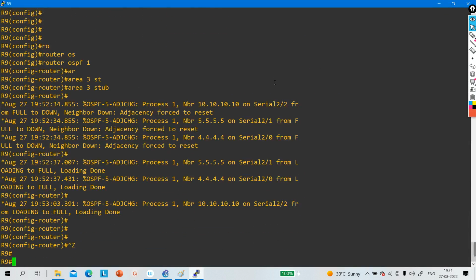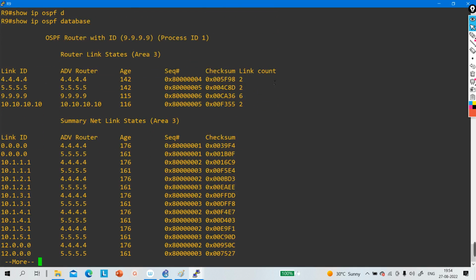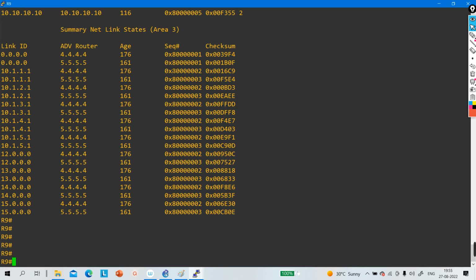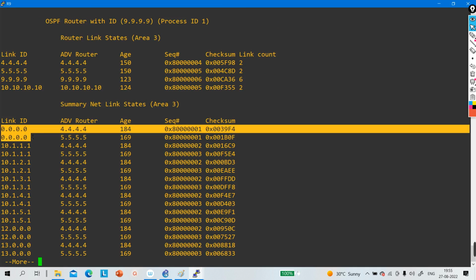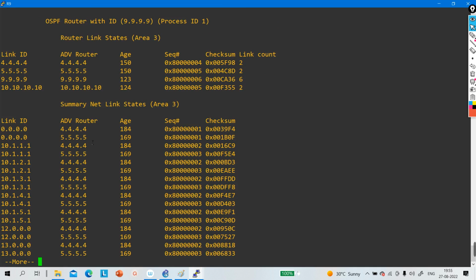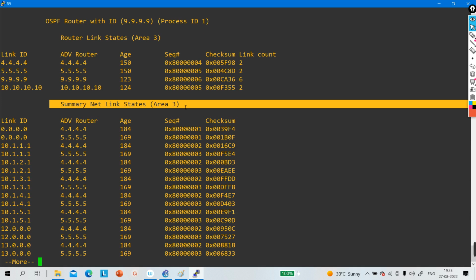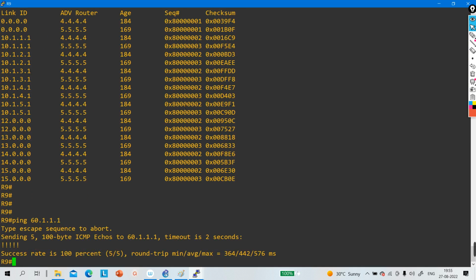See, so show IP OSPF database. See, is there any LSA 4 or LSA 5? No, LSA 4 and LSA 5 are filtered. But here you can see 4.4.4.4 and 5.5.5.5 are generating a default route in the form of which LSA? In the form of LSA 3. So in a stub area, the ABR router will generate a default route in the form of LSA 3, and now I can ping 60.1.1.1. See, I am able to ping, right?